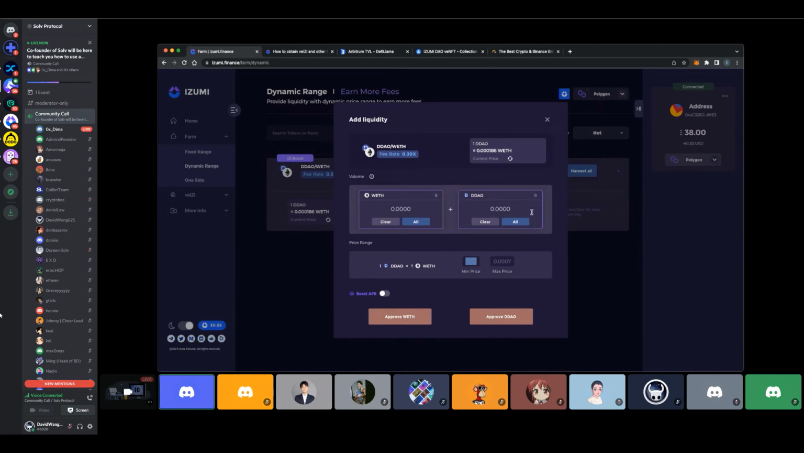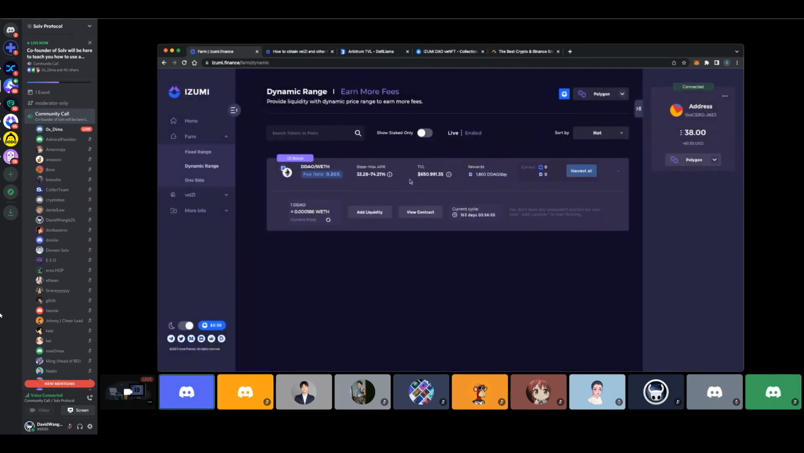So basically, if they choose the price range from 0.5 to 2 times the current price, you will only be able to provide liquidity in that specific price range, and therefore you will be able to earn the maximum rewards. In this case, it's up to 74%. And it's quite good. As you can see, the TVL is almost 500,000.